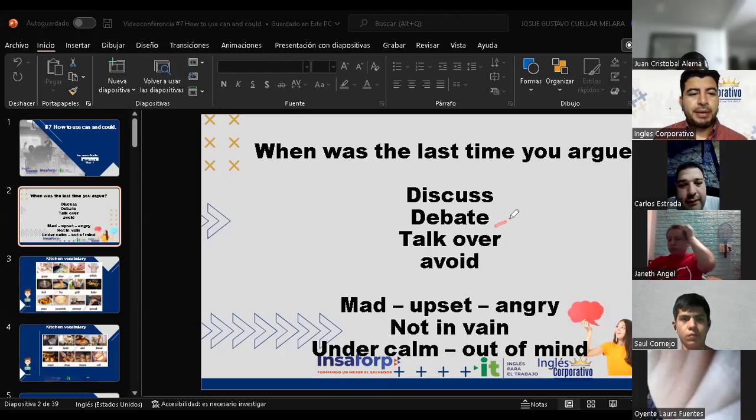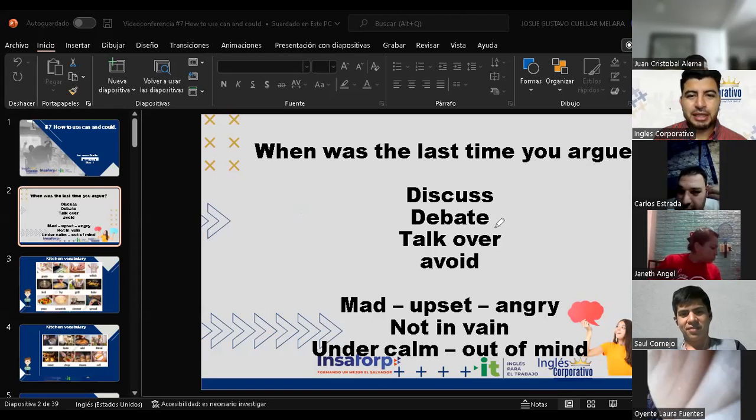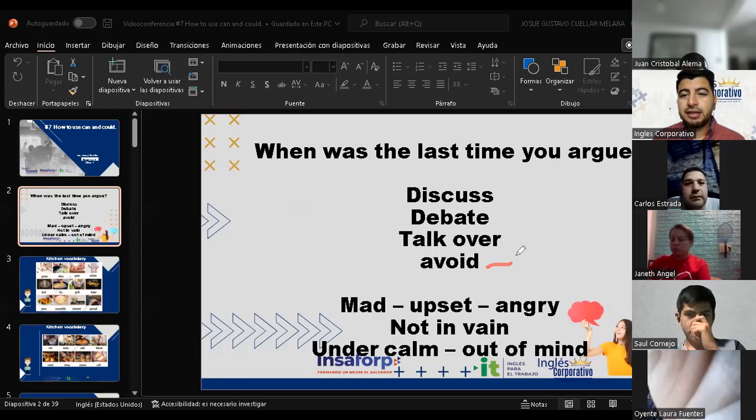Debate. De hecho, hay una película que se llama Great Debaters. Es con Denzel Washington. Entonces, ya es recomendable. Talk over, ¿verdad? Es hablar sobre el tema. Avoid es evitar. Y es, ok, Liz. Déjame anotarte aquí. Sí, aquí realmente, como dice Carlos, con el machete desenvainado, especially on the traffic, you can argue. Ya eso es ya discutir, ya palabras fuertes. No agredirse, pero sí una discusión un tanto fuerte.